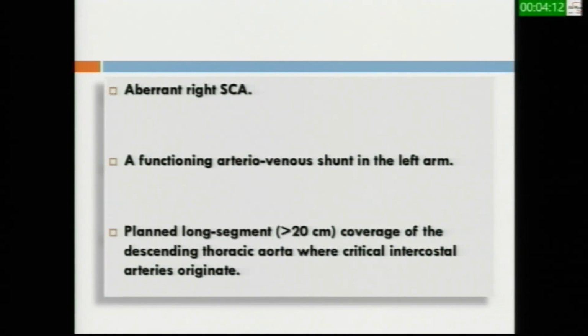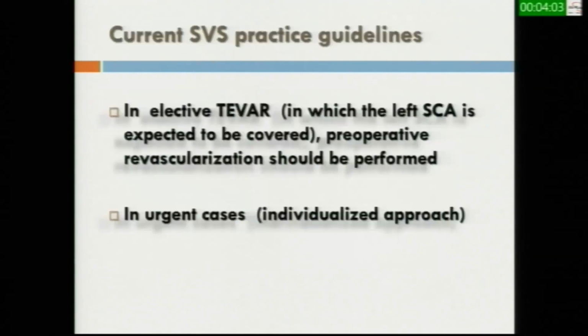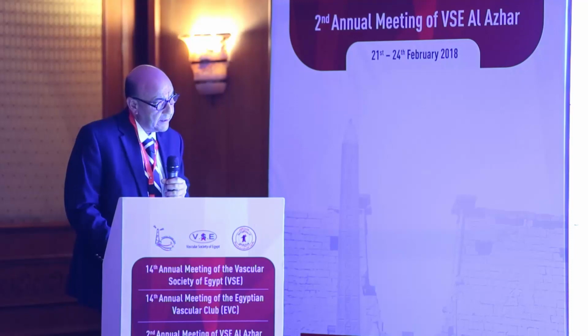If we have also a functioning arteriovenous fistula in the left arm, or we are planning to cover more than 20 centimeters of the descending thoracic aorta. The current guidelines show that in elective TEVAR, in which the left subclavian artery is expected to be covered, preoperative revascularization should be performed, while in urgent cases like traumatic transection and leaking aneurysms, the approach should be individualized.